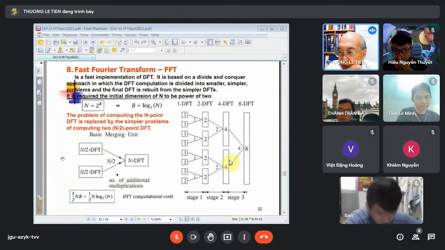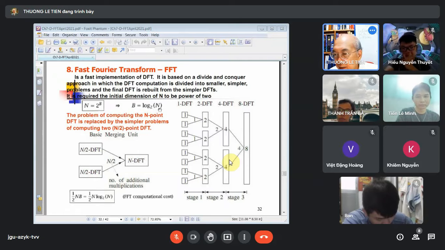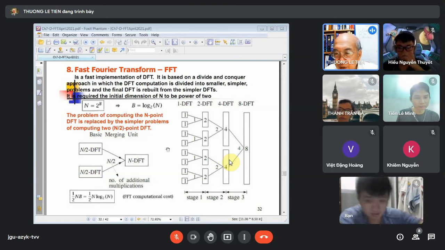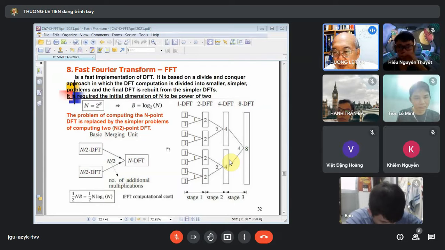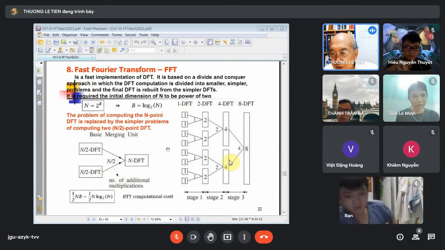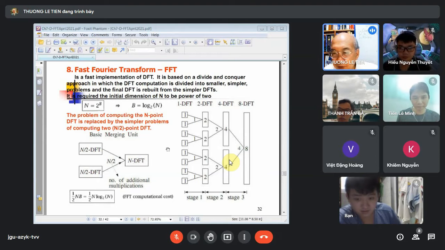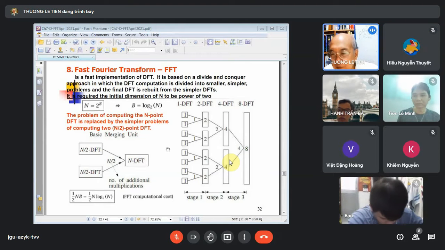The number of points in the FFT should follow the rule 2 to the power of B, where B equals log N. That means you can only say 2-point, 4-point, 8, 16, 32, 64, 128, 1024 on FFT. You can't say 10 or 15 points FFT. But in the DFT, yes, it's available and can take an arbitrary integer number, while the FFT should follow the rule of 2 to the power of B.